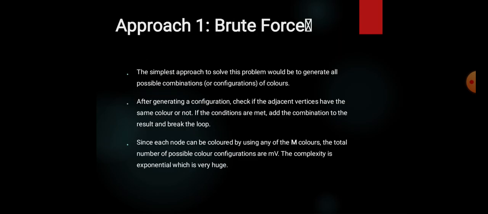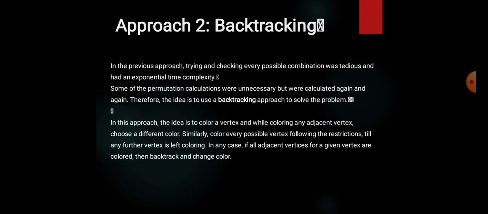We have two approaches for solving graph coloring. One is the brute force approach, the simplest approach to solve the problem. In brute force, we try all the possible combinations of colors, and we check whether two adjacent vertices are not in the same color. Finally, you derive the solution. But it takes a large amount of time because the complexity of this problem when using brute force is high. The next approach is the backtracking approach.